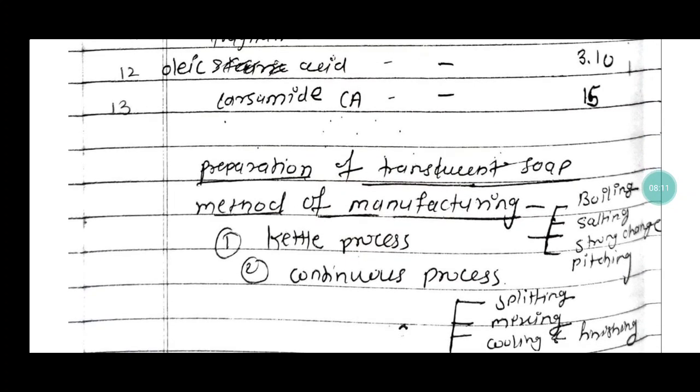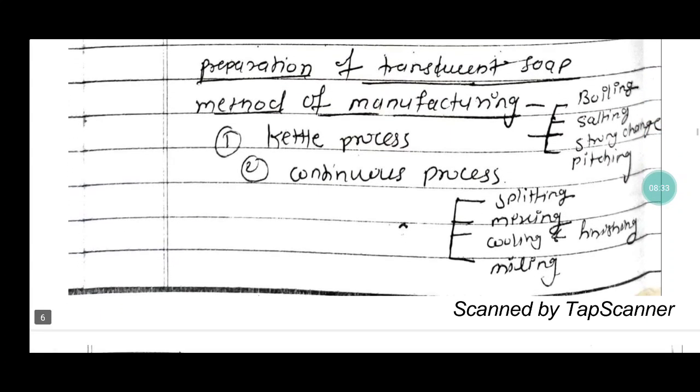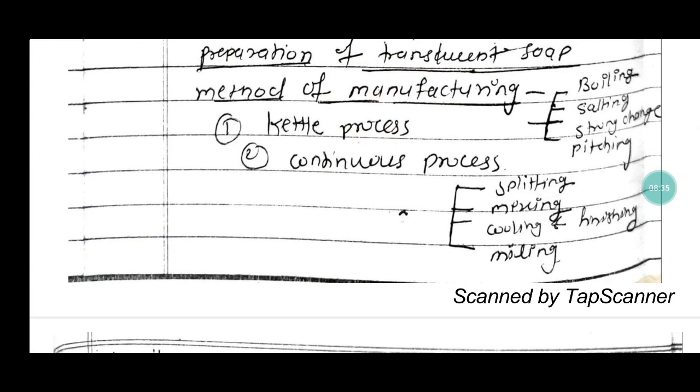And the preparation of translucent soap: this is the method for the manufacturing of a translucent soap. In that, step 1 comes boiling, salting, strong change, and lastly pitching, where number 1 is the kettle process and number 2 is the continuous process. In the continuous process, there are splitting, mixing, cooling and finishing, and lastly milling.